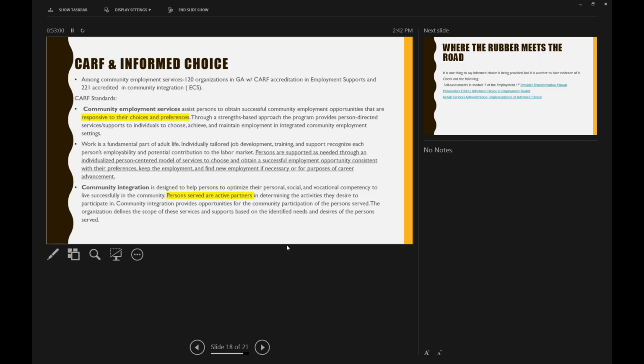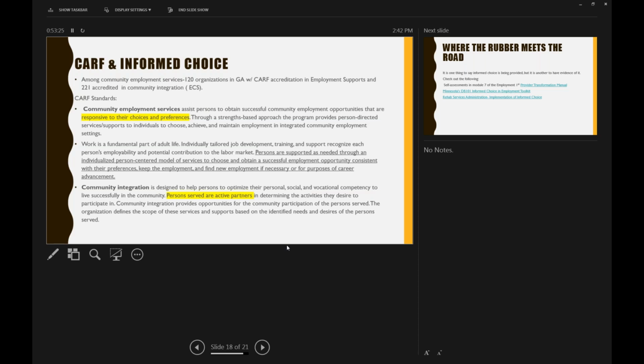It finds new employment if necessary for the purposes of career advancement. Community integration services, which is often funded through waiver program dollars, is designed to help persons optimize their personal, social, and vocational competency to live successfully in the community. It says here, persons served are active partners in determining the activities they desire to participate in.